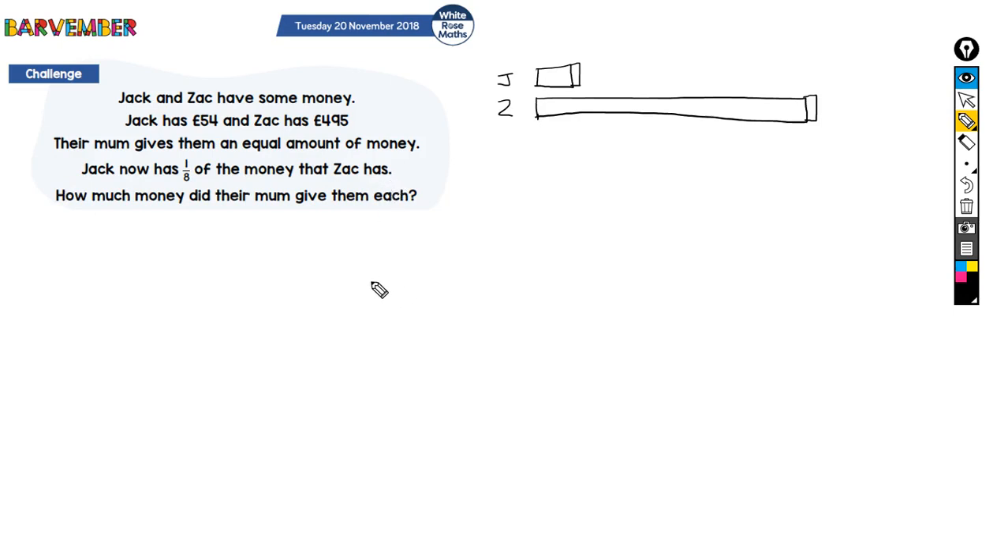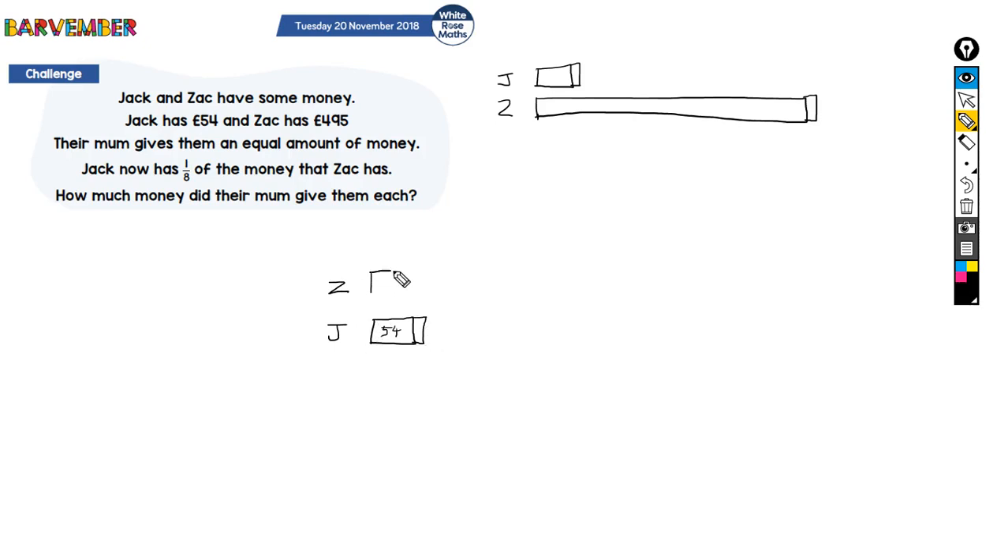Okay, so let's do this. We've got Zach and we've got Jack. Let's start with Jack. What Jack has at the end is this £54, and he's got an amount of extra money from mum. So we'll put that in there. Now, what has Zach got? Well, Zach has 8 of these. Okay, this is how we should do it.